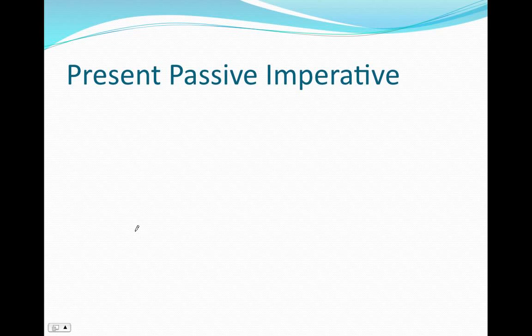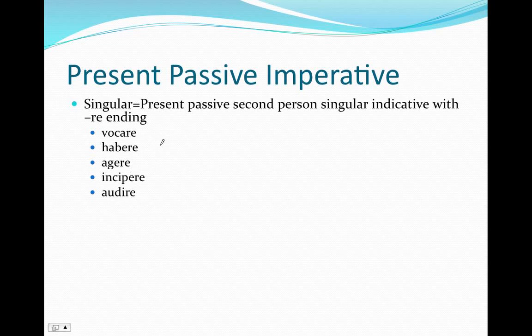So we had actives, we want passives now. Passives are much easier to form than the actives. The singular is the present passive second person singular indicative with an re ending. So pretend you're just forming the second person passive, and instead of using the ris ending, use the re ending. And context will help you. Oftentimes with imperatives you're going to get a vocative, which is covered in another lesson.